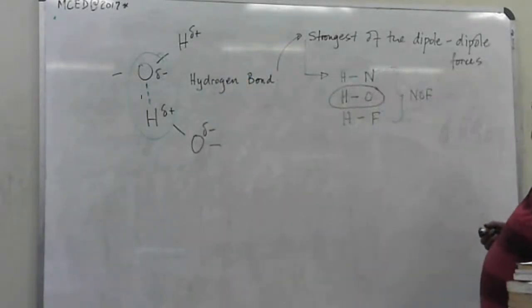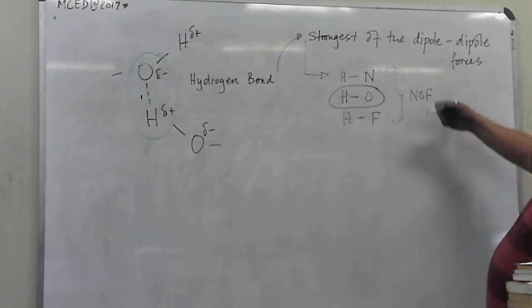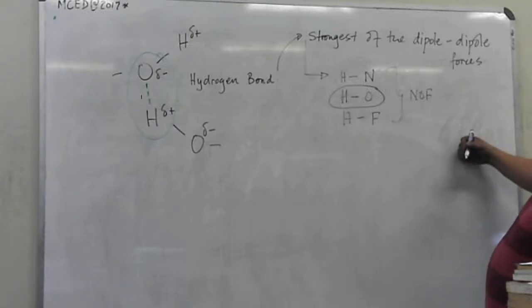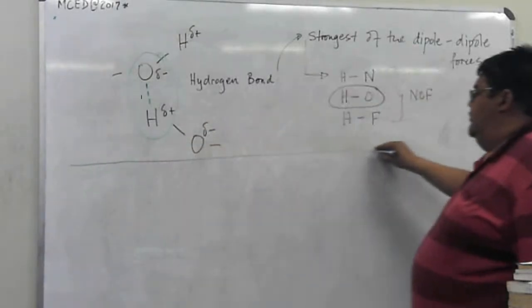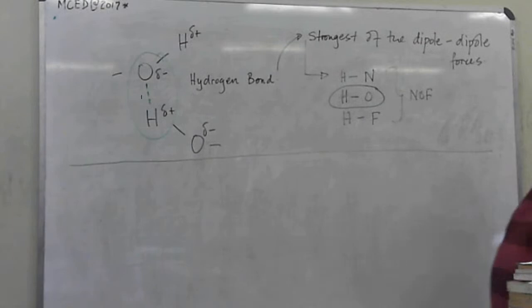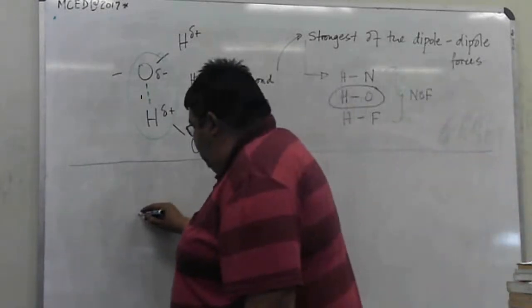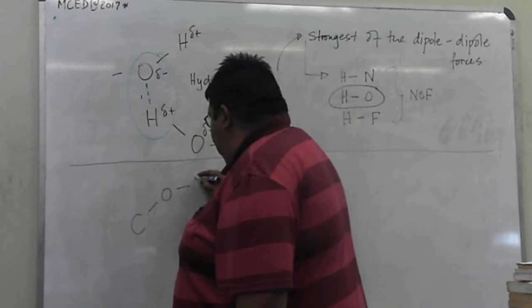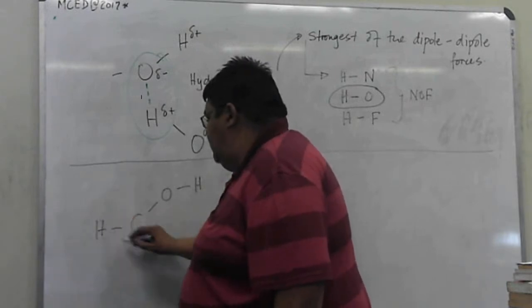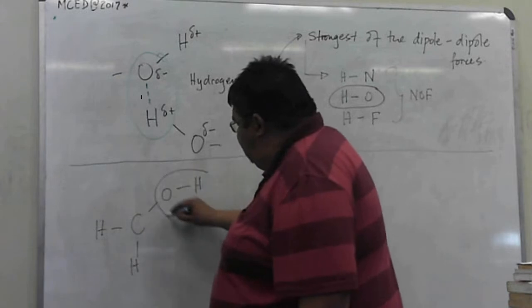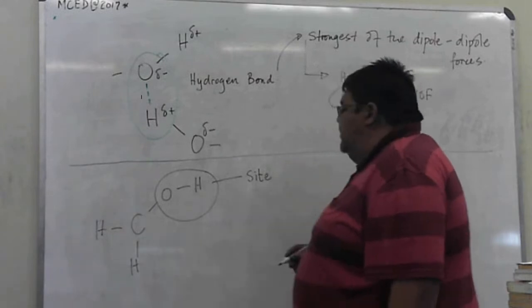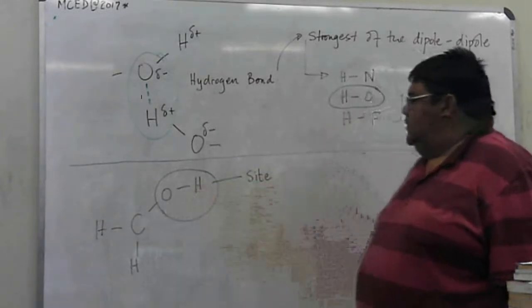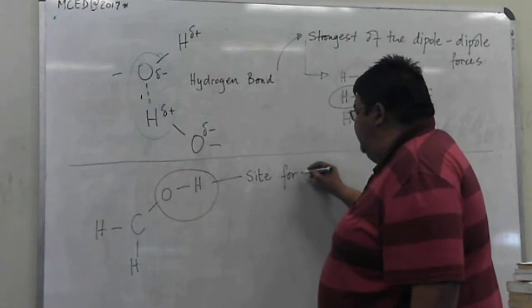And hydrogen bonds are very, very strong dipole intermolecular forces. There are other dipole forces which are much weaker, but hydrogen bonds are the strongest. Right, then, so if we look at an alcohol, so there is an alcohol. Alcohols have this OH, and that is a site. A site is a place where hydrogen bonding can exist.